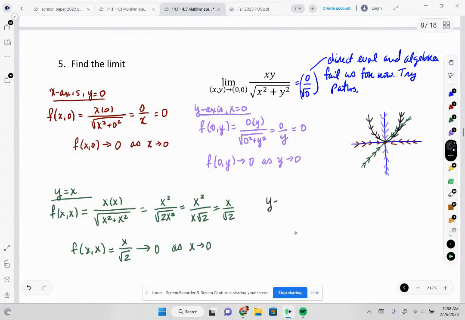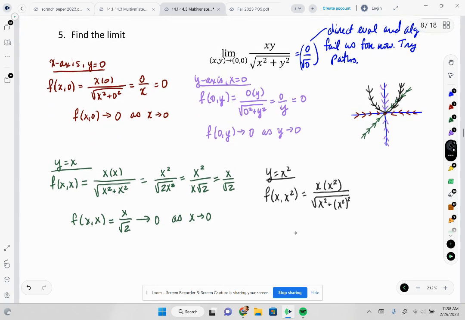Okay, for y equals x squared, we're going to put in x squared every place that we see a y. So we're looking at f of x, x squared, instead of y, is equal to x times x squared in our numerator, and then the square root of x squared plus an x squared getting squared in the denominator. We have to simplify this.